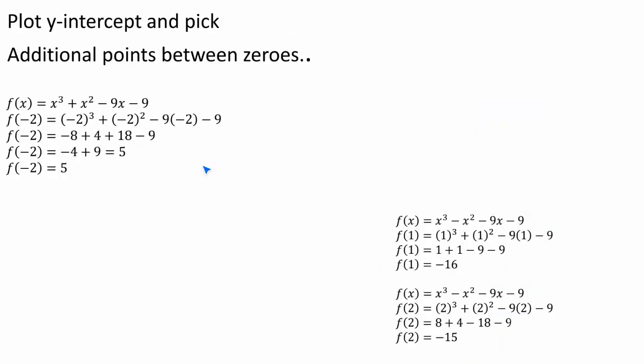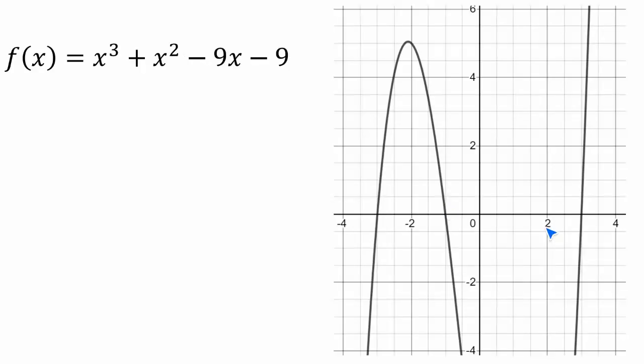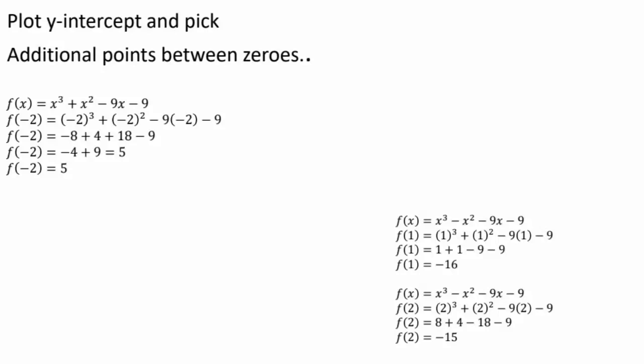If we plug them in, we get a 5. And for 1, we get negative 16. And for 2, we get negative 15. So if we plot them, then here are our x-intercepts. The graph is rising, and then it's going down. You can see the graph is going to go down this way. But you would plot in negative 16, negative 15. So it got cut off here.